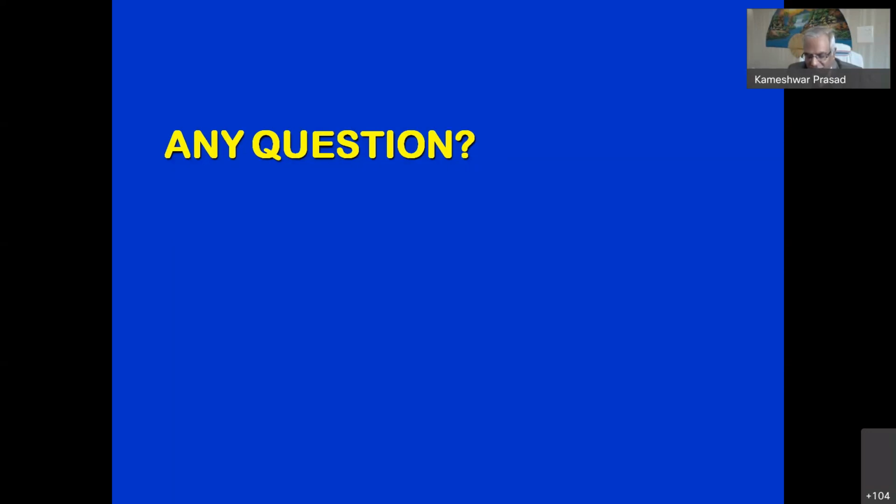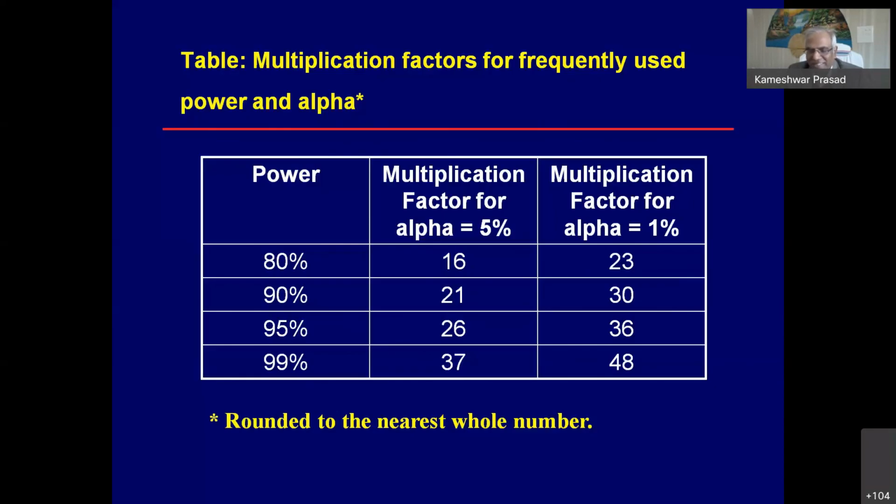But since nobody asked this question, because I have told you for 80% power, nobody said what if we want 90% power. So I have to give you that because that will complete my presentation today. 80% power with alpha of 5%, the multiplication factor is 16. If you want 90% power, it becomes 21. And you can imagine, similarly for 95% becomes 26 and 99% 37.